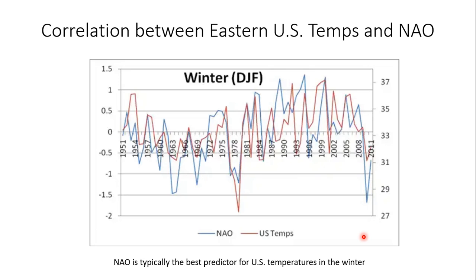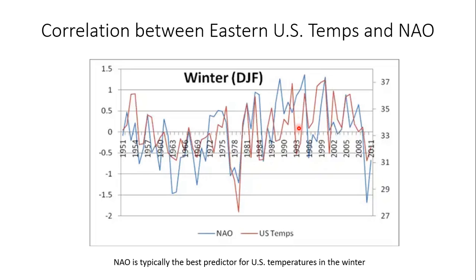Here is the correlation between eastern U.S. temps and the NAO phase, and they go hand in hand. Now, the U.S. temps are in the red line coloring, and the NAO is in the blue line coloring. But notice, whenever the NAO goes positive, you see the U.S. temps warm. Whenever the NAO goes negative, you see the U.S. temps drop. So it's almost like a mirror image of each other.